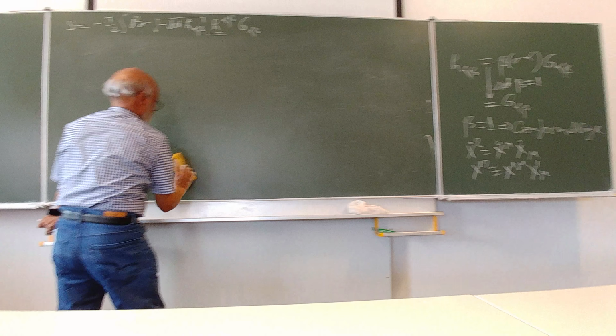Polyakov action with respect to the metric h alpha beta, keeping delta x mu fixed, right? And then we had obtained the energy momentum tensor, and its equation of motion, that T alpha beta was 0. And we will get back to it again.